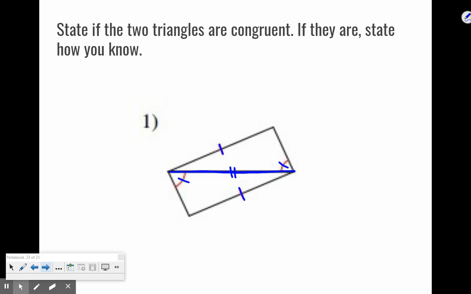Okay, so looking at my top triangle, I notice that I have side, angle. And looking at my bottom part, I notice I also have side, angle. I kind of just go around in a circle, start with one and work my way around. Now, is side, angle a congruent shortcut?